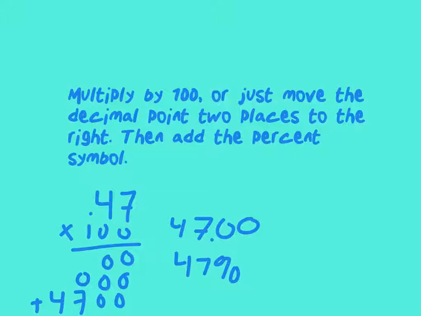So 47%. The other way that you could change this decimal into a percent is move it 2 places to the right and then add a percent sign. So we could do 47%. Either way will get you where you need to go.